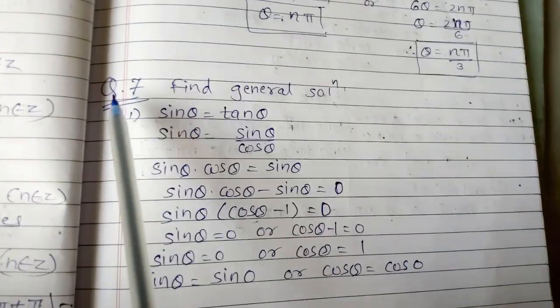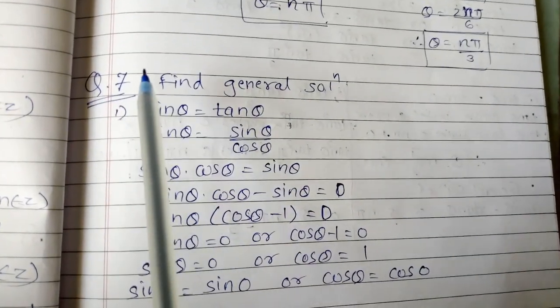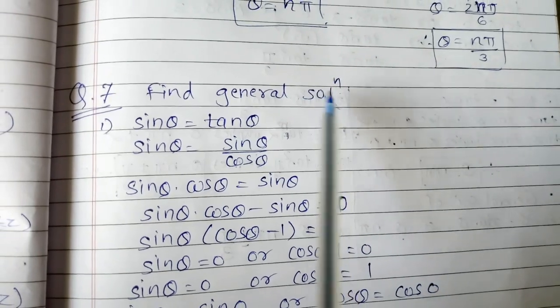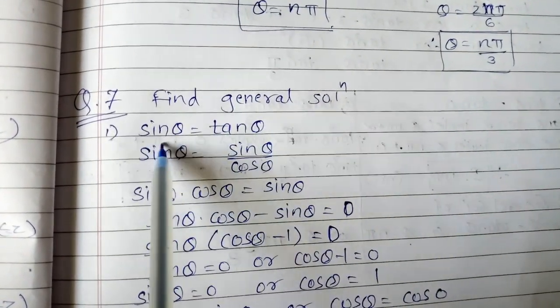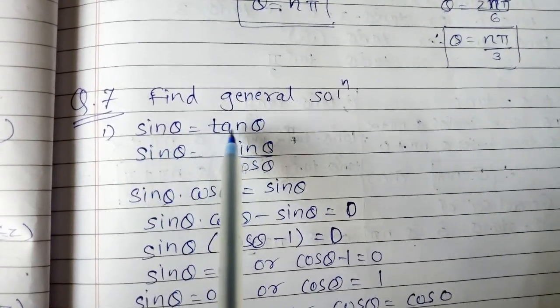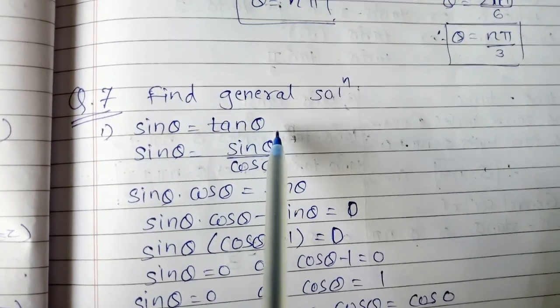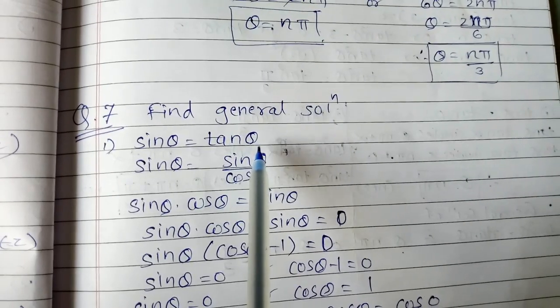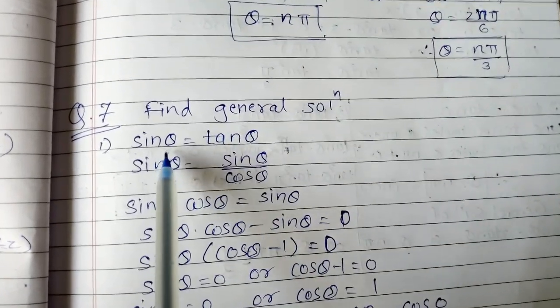Now see question number 7. Now it is a very different type of question. Here again we have to find the general solution, but there is no match with the formulas we see in tables number 1, 2 and 3. So we have to convert this into those formulas. So how can we convert?